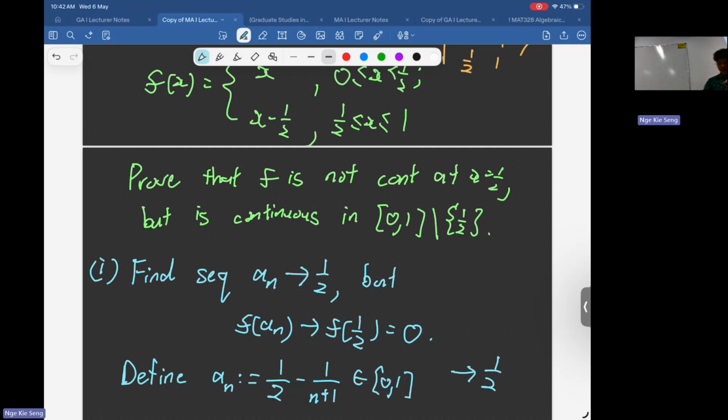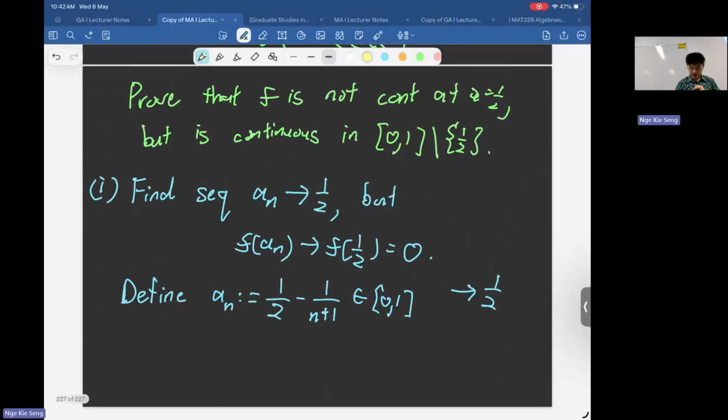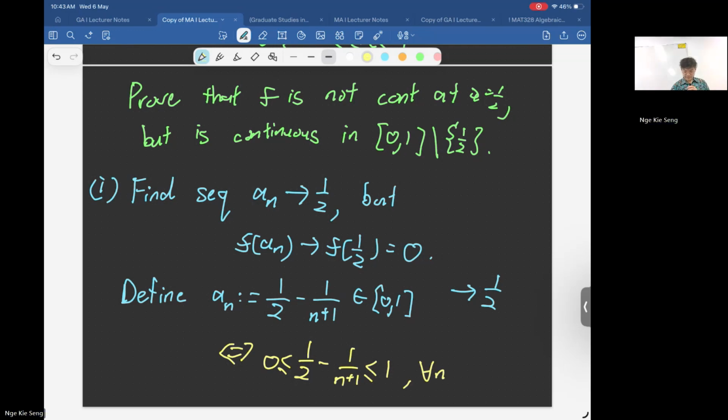Maybe I can rewrite this. Maybe you should ask yourself whether half minus 1 over n plus 1 is in between 0 and 1. You need to verify this. Or less than or equal, actually. Is it true for all n greater or equal to 1? True or not? This is true. You know how to check? Suddenly forgot how to check.